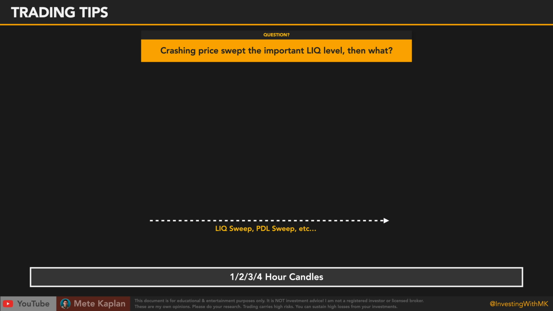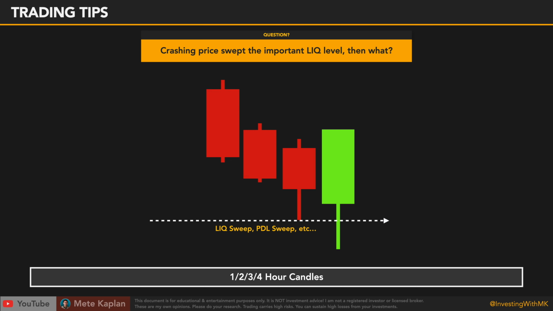Today, let's talk about a crashing price that sweeps the liquidity in higher time frames. What can we do about it? What does it really mean? Imagine a very important liquidity level, a higher time frame liquidity level, or maybe an institutional level like the previous day low. And you open the hourly charts. Imagine this is the 1-hour chart with 1-hour candlesticks. Price sweeps the important liquidity level. Then what will happen? How can we read this price action? How can we trade this?